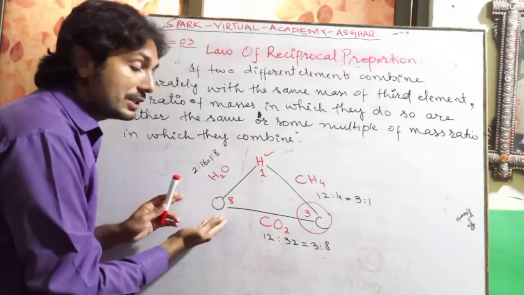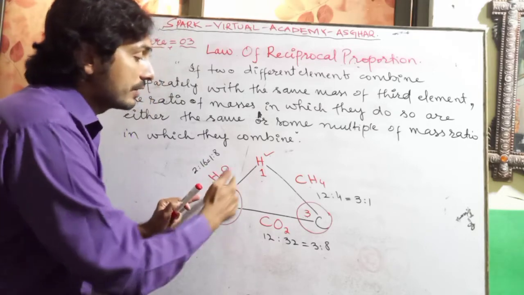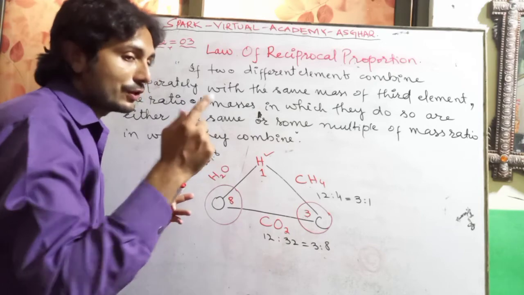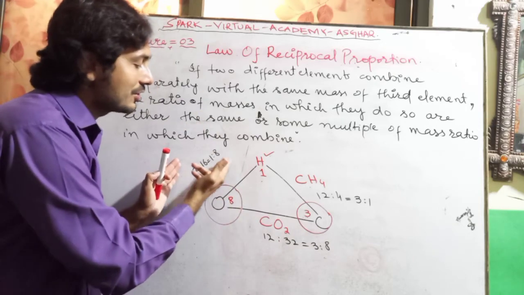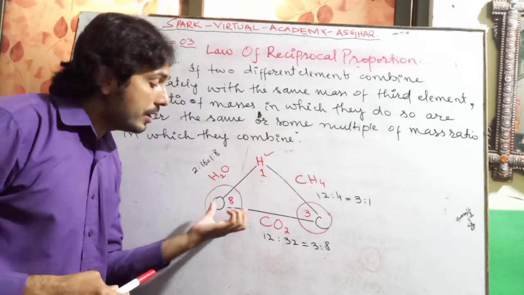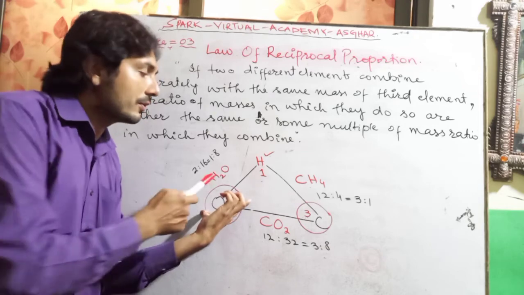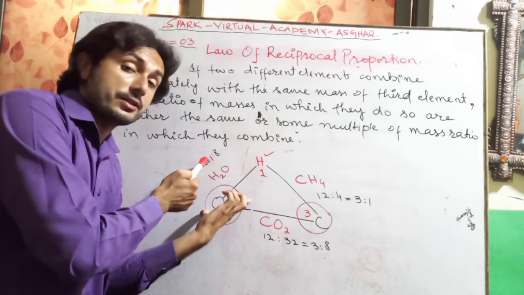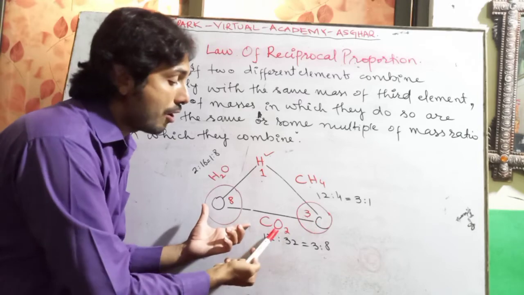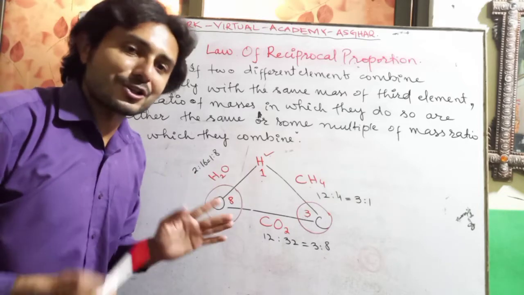Similarly, we can move towards oxygen as well. If we take oxygen as fixed, oxygen can react with hydrogen to form water, and it can react with carbon to form carbon dioxide. If we take the ratios again, the ratio of hydrogen and oxygen is 1:8, and the ratio of carbon and oxygen is 3:8. So you can see the fixed mass of oxygen is 8 grams. 8 grams of oxygen reacts with 1 gram of hydrogen to form one compound, whereas the same 8 grams of oxygen reacts with 3 grams of carbon to form another compound. So that is why this is known as reciprocal proportion.